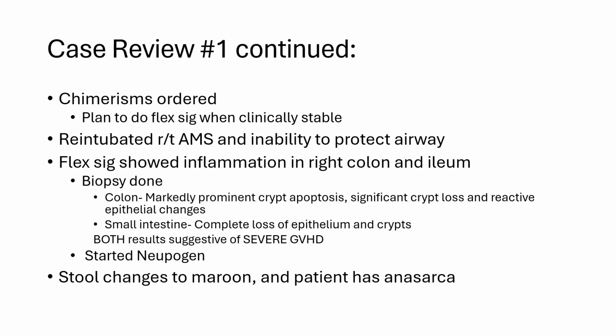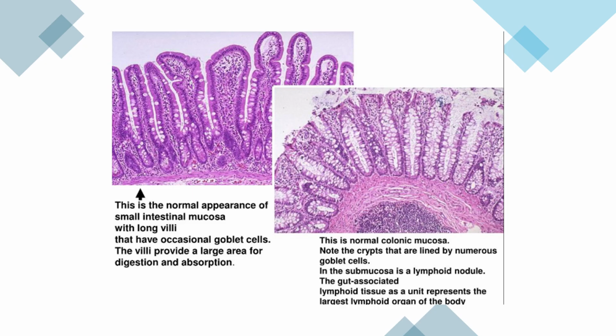Both of those results are suggestive of severe graft versus host. So we're thinking at least a stage 3, if not stage 4 graft versus host. So she was started immediately on Neupogen and we were trying to get together the rest of her plan. At that time, she became a little bit more stable, and her stool changed to maroon, and she was noted to be having anasarca because they were doing lots of fluid replacements on her.